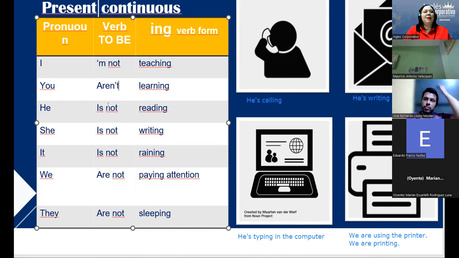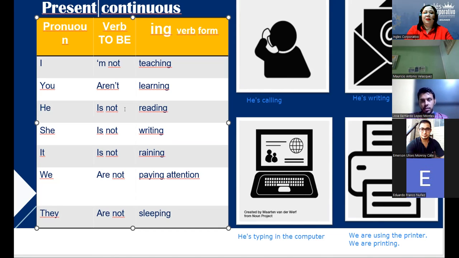Bueno, entonces, de igual manera podemos contractar estos, ¿verdad? A ver, ¿quién me dice entonces cómo sonaría ya contractado este de una forma y de la otra forma? Vamos a ver. He... It's not. Okay. Has not. Okay. O la otra forma, ¿cómo sonaría? He isn't. Okay.